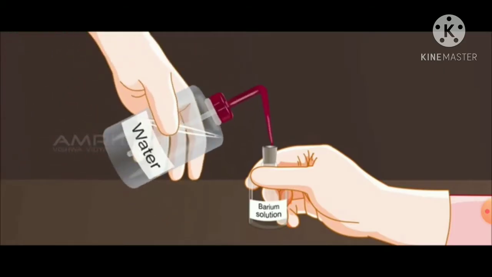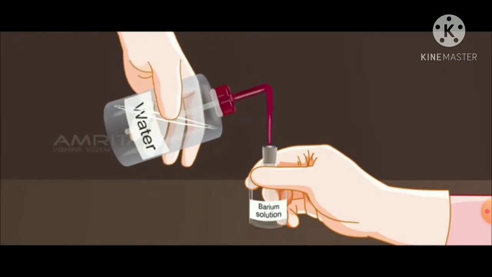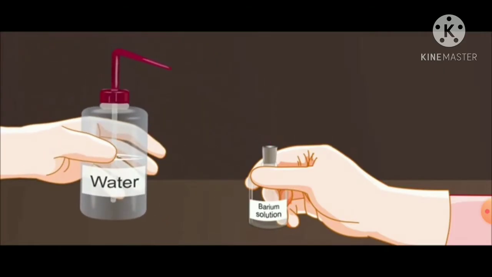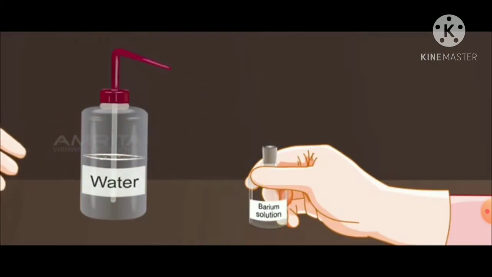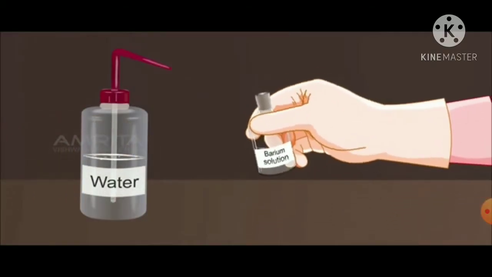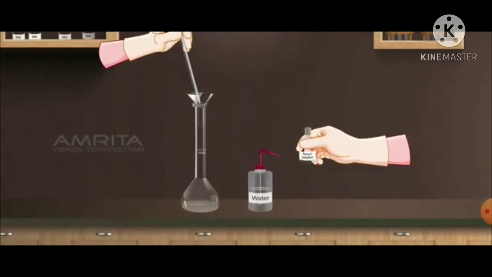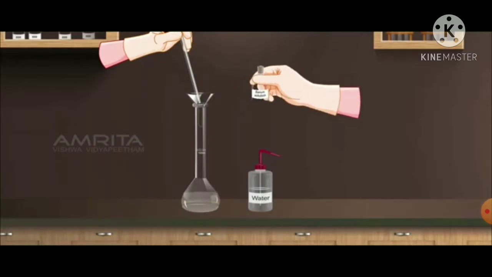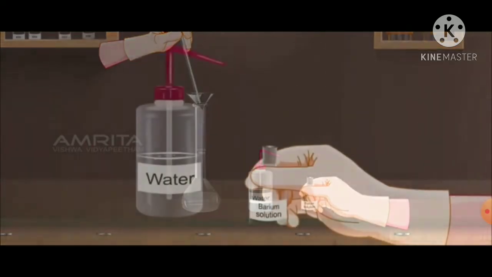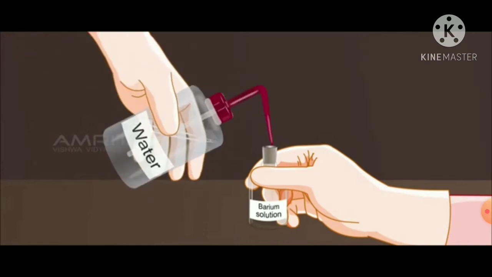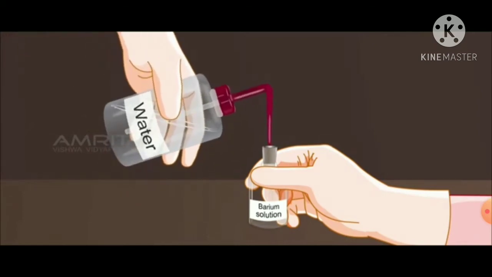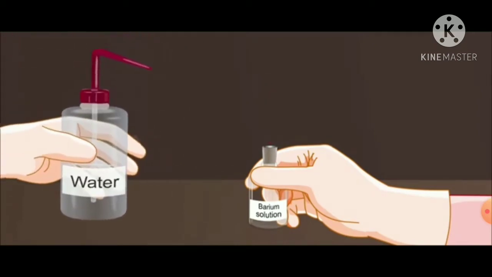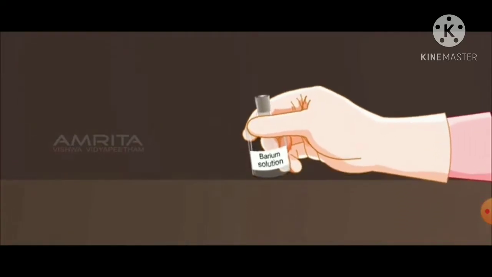Pour some distilled water into the reagent bottle and shake it well. Pour it into the volumetric flask. Repeat the same procedure till the entire barium chloride solution is transferred to the volumetric flask.